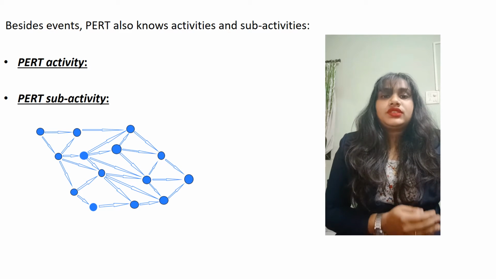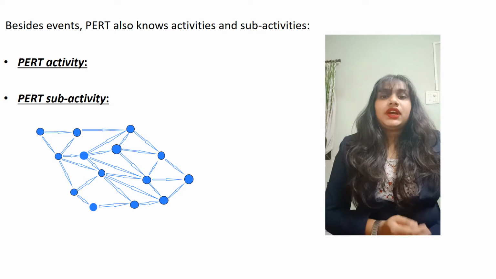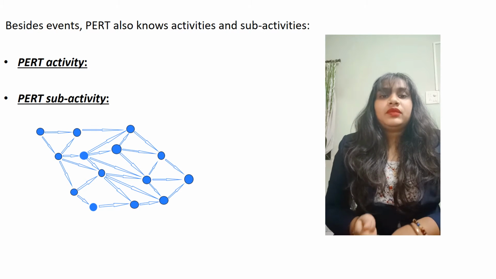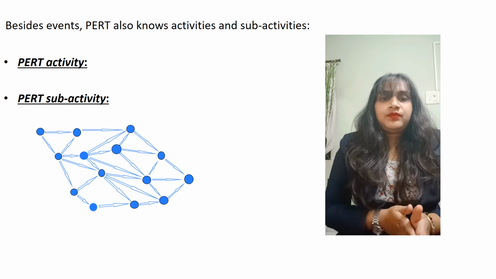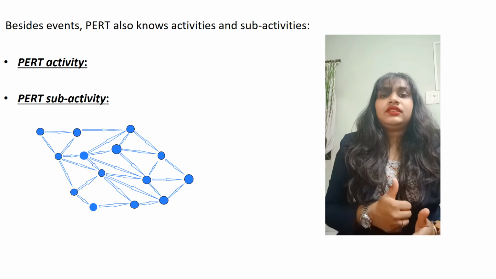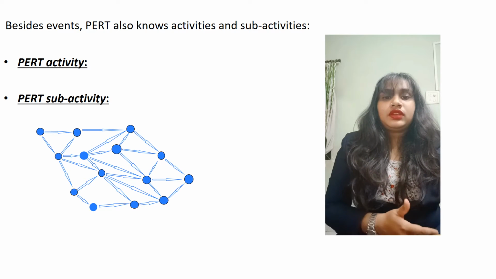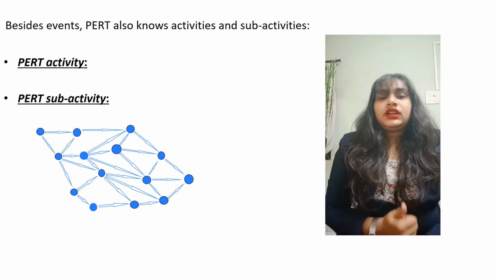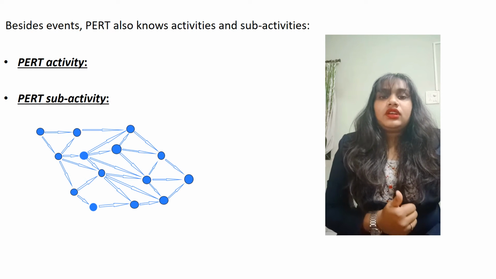But also knows activities and sub-activities. PERT activity: the actual performance of a task which consumes time and requires resources such as labor, material, space or machinery. It can be understood as representing the time, effort and resources required to move from one event to another. The PERT activity cannot be performed until the predecessor event has occurred.